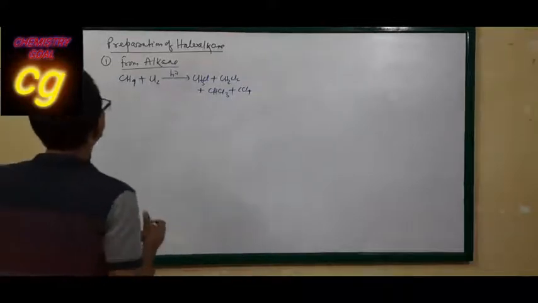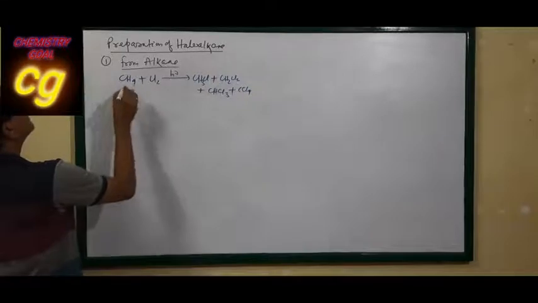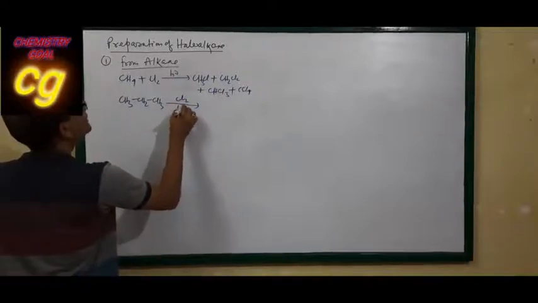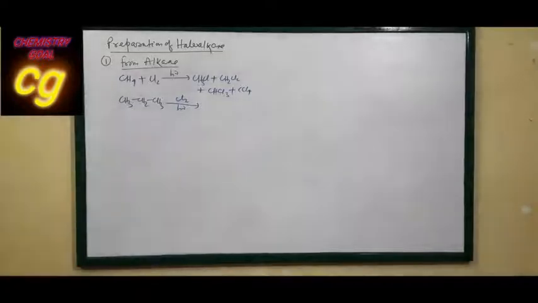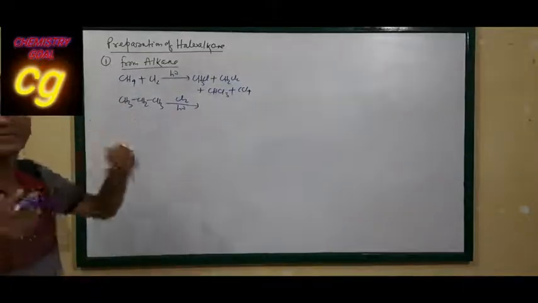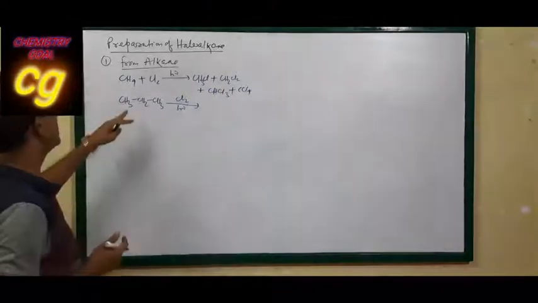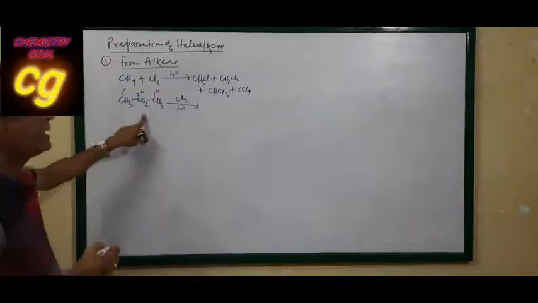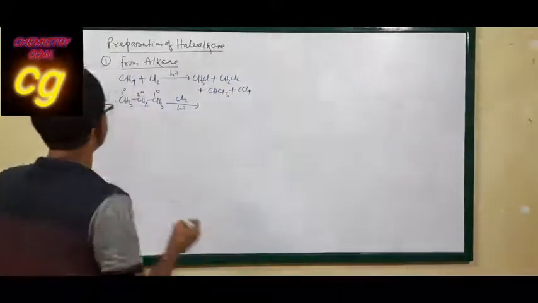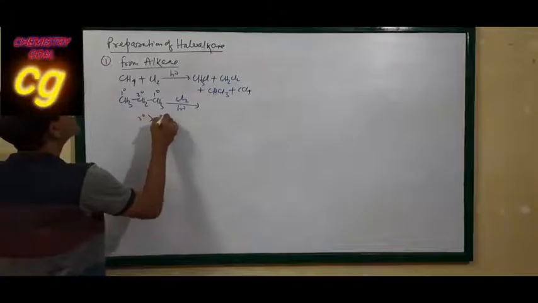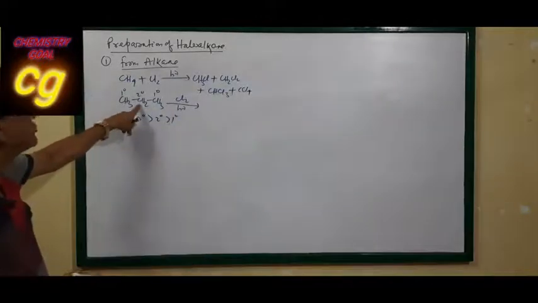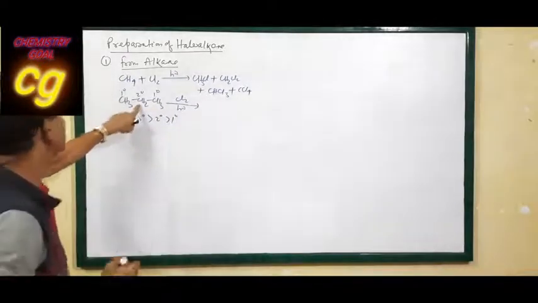But one thing is very important. If you take propane and substitute chlorine in light, what will be the reaction? It depends upon the reactivity of the hydrogen. This is primary, this is secondary, this is also primary. But we know the reactivity order is tertiary greater than secondary greater than primary. So the halogen will be substituted in place of where? In secondary instead of primary.